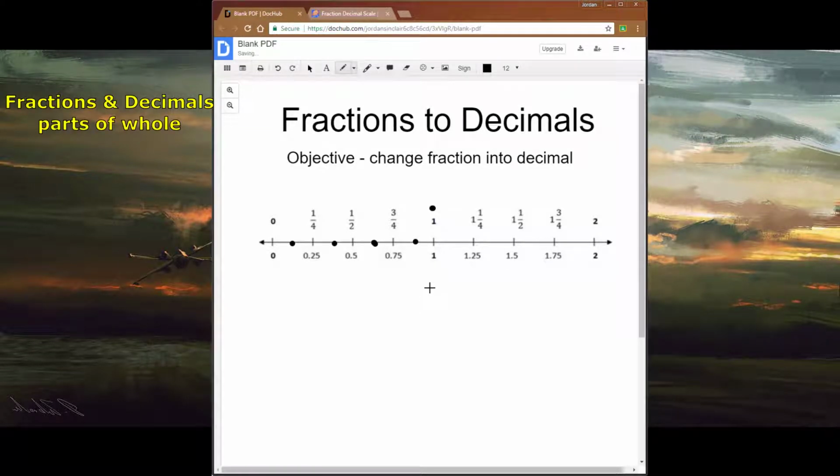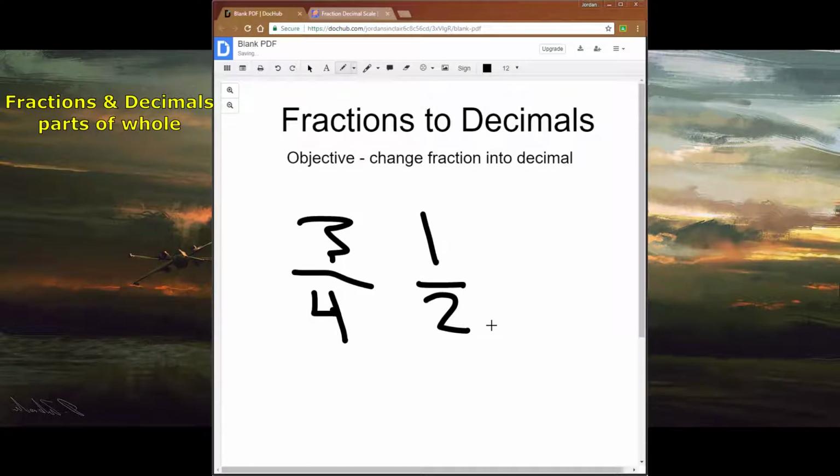Decimals are no different. When you create a decimal, you're describing one part of a whole, but just writing it in a different way. You see that 1/4 can also be written as 0.25. 1/2 is also written as 0.5. And 3/4 is also written as 0.75.